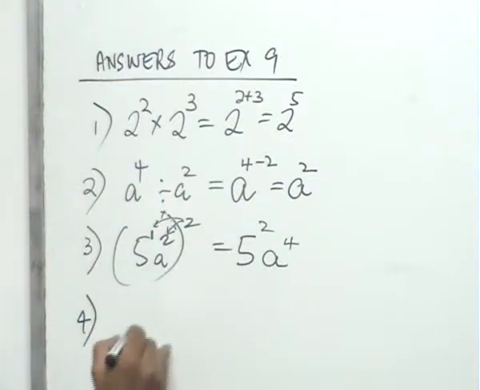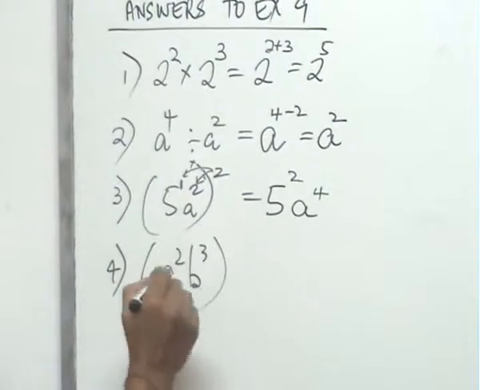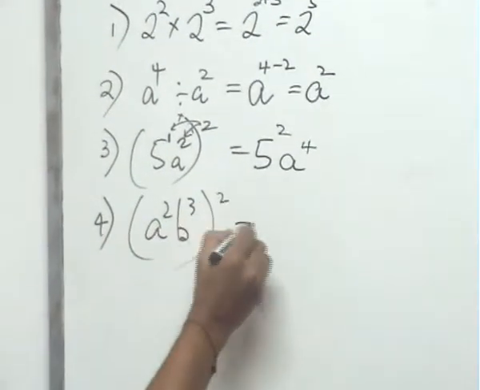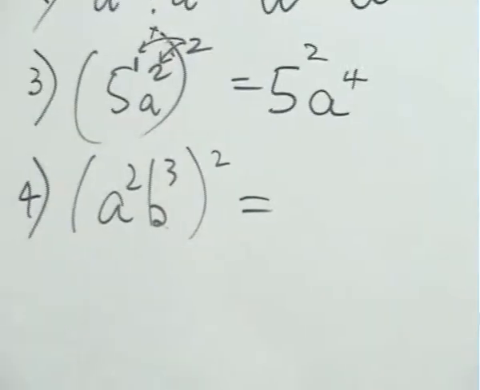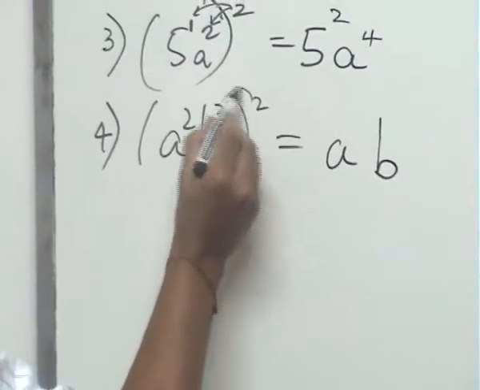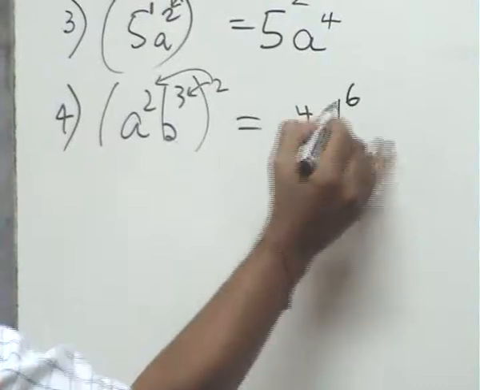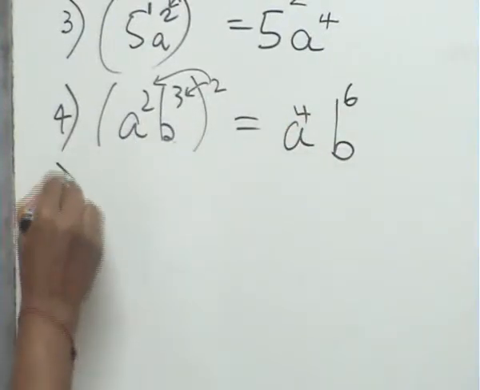Number 4, a squared b cubed all squared. So again, it's power to power. Write down the bases. So it will be 2 times 2, 4, 2 times 3, 6. Power to power law.